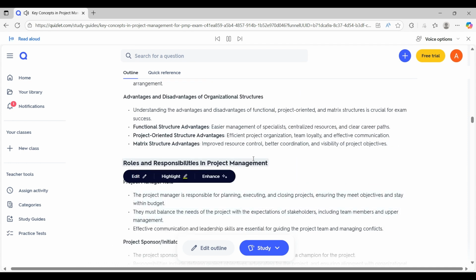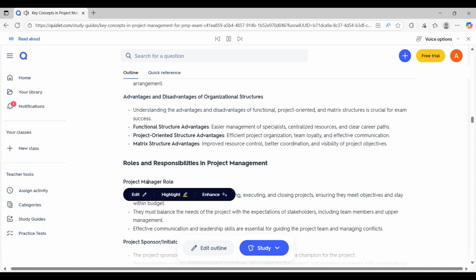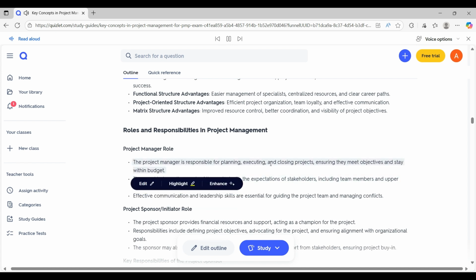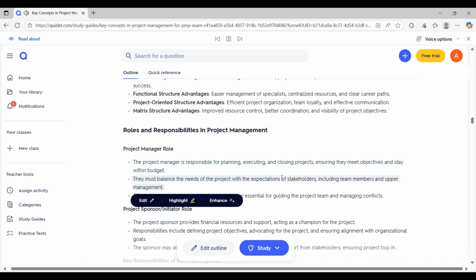Roles and responsibilities in project management. Project manager role. The project manager is responsible for planning, executing, and closing projects, ensuring they meet objectives and stay within budget. They must balance the needs of the project with the expectations of stakeholders, including team members and upper management. Effective communication and leadership skills are essential for guiding the project team and managing conflicts.